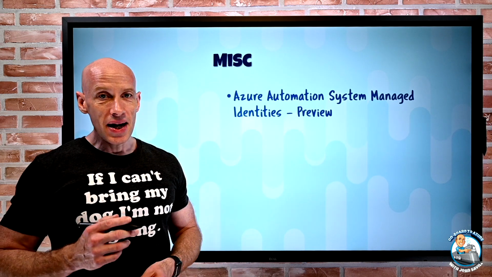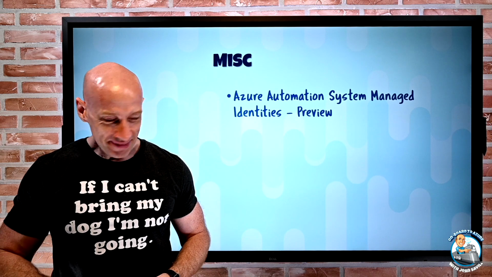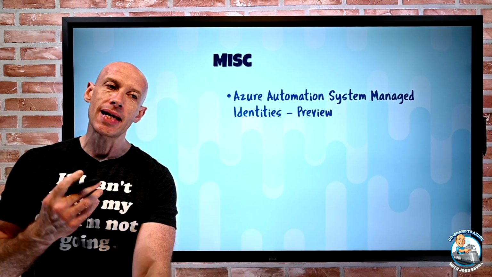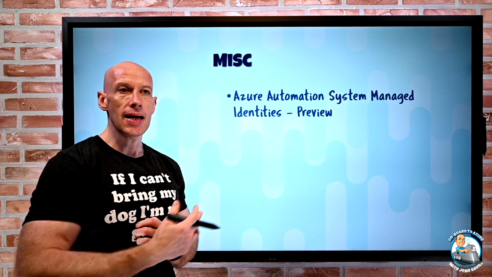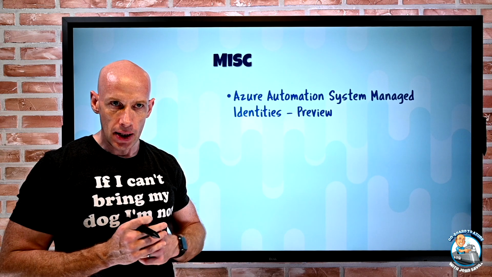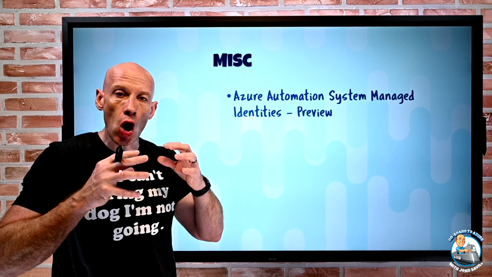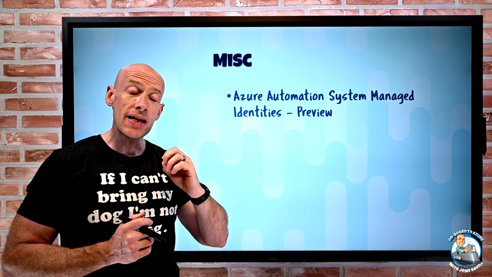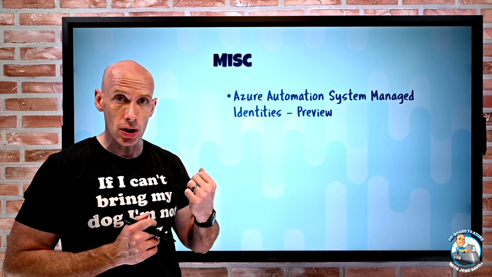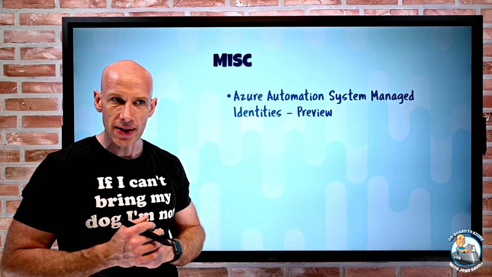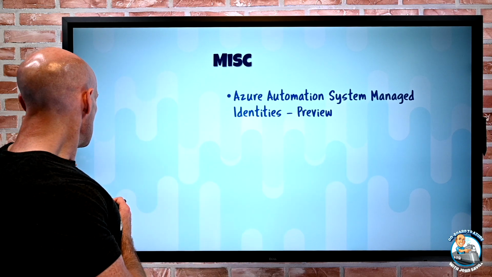Then Azure Automation finally actually supports a system managed identity. So remember, a system managed identity is an identity for a particular resource in Azure. It's created in Azure AD, but only that particular resource can use that identity. And I can then give that identity permission to other resources in Azure using role-based access control.